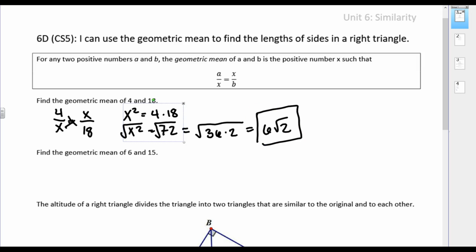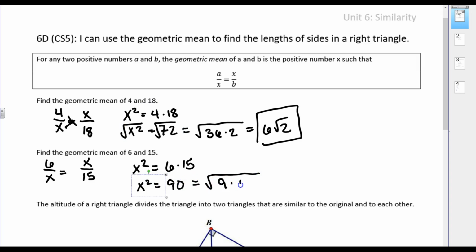So if I want to find the geometric mean of 6 and 15, I want you guys to set it up real quick. All right, so now let's do it. We have 6 over x equals x over 15. We're going to cross multiply, so I get x squared equals 6 times 15. So I get x squared equals 90. Well, 90 is the same thing as 9 times 10, where the square root of 9 is 3 and 10 does not simplify. So you get 3 root 10. That is your geometric mean.